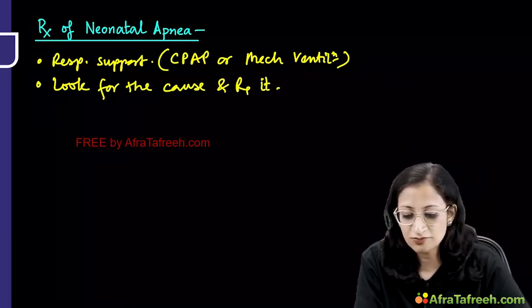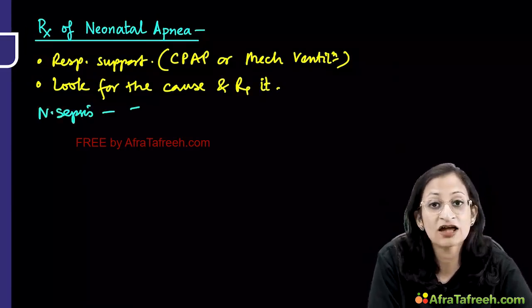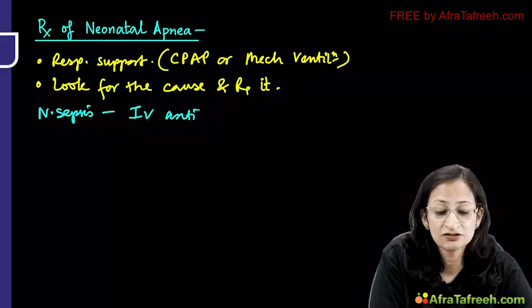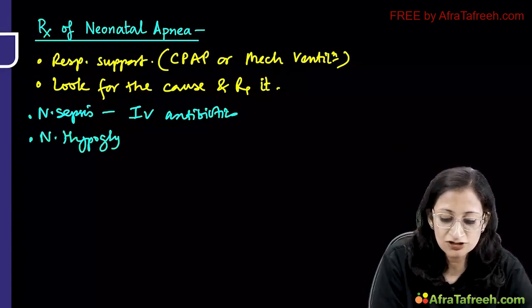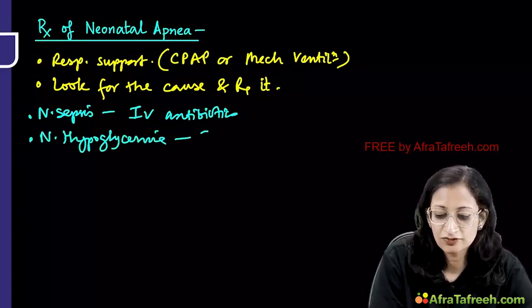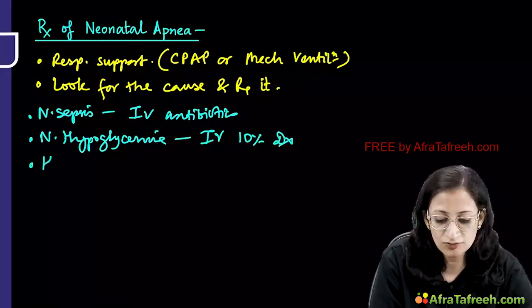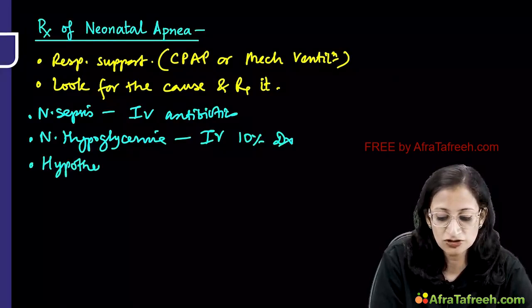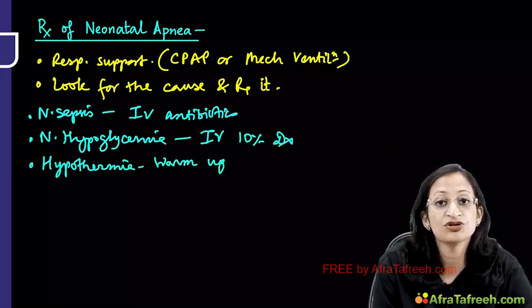Right? So, what are the treatments? We know neonatal sepsis, if it is there, what do you need to do? You have to give IV antibiotics, right? If there is neonatal hypoglycemia, what do you do? You give IV 10% dextrose, right? If there is neonatal hypothermia, what do you do? You warm up the baby using a radiant warmer or incubator.